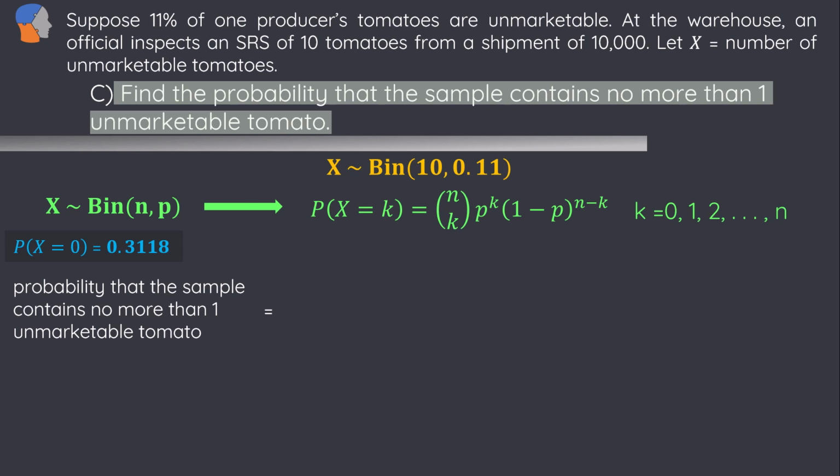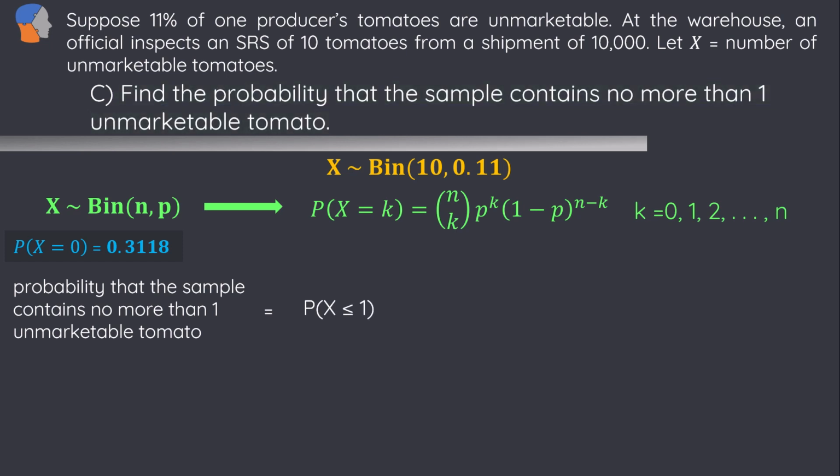Part C. Find the probability that the sample contains no more than one unmarketable tomato. First, let me write down this expression in mathematical notation. That is the probability of X less than or equal to 1. Now compare with the probability mass function. The formula has an equal sign, but in our case we have a less than or equal sign. Therefore, we need to consider the X values less than or equal to 1. What are the X values? X equals 0 and X equals 1. So we need to find the probabilities of these two separately.